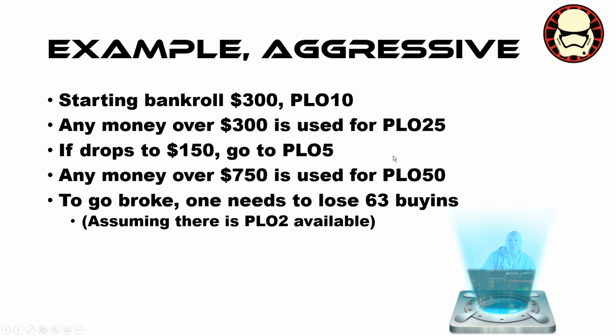So this is one example. You can increase these to 40 buy-ins, 25 buy-ins, 20 buy-ins. PLO then, 40 buy-ins on PLO 25, 50 buy-ins on PLO 50. And all of those are as good as the other ones. There's no right or wrong.